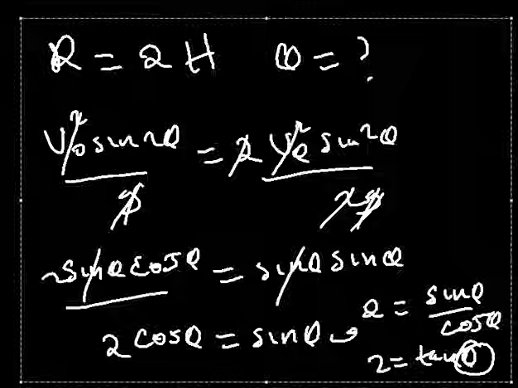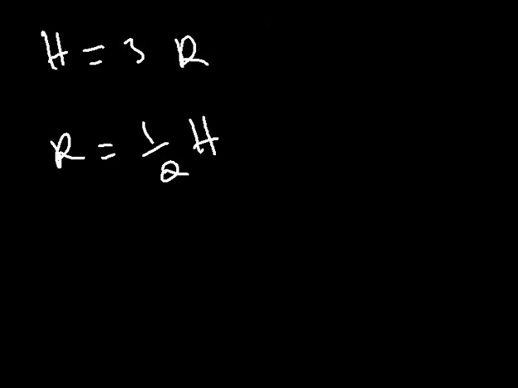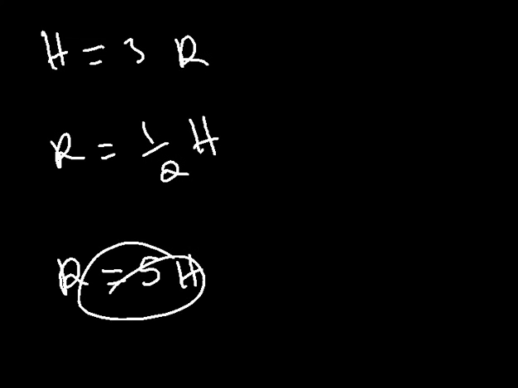And what if the height is 3 times the length? Try to find the angle. What if, let's say, the length is half the height? Try to find that one. But now, what if the length is, let's say, 5 times the height? How do you think we can find that one?